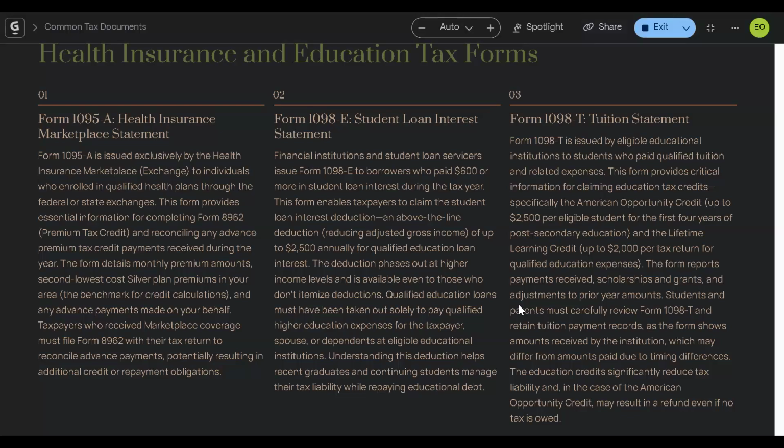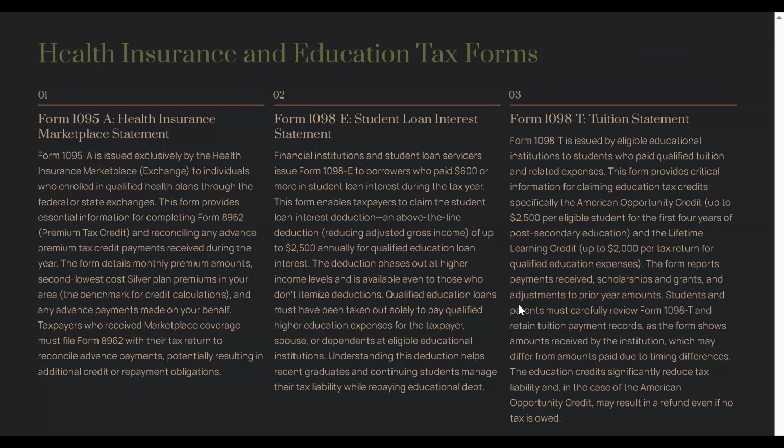So the 1098-E is the form. And again, this is another form where a client cannot tell you, oh yeah, I probably paid like $500 in interest, and you can plug it in. We need to actually have the documents from the student loan servicer to be able to give them the credit.